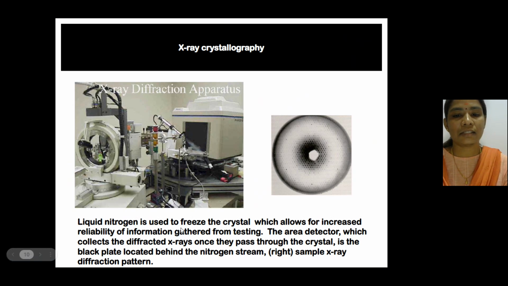Liquid nitrogen is used to freeze the crystal, which allows for increased reliability of information gathered from testing. The area detector, which collects the diffracted X-rays once they pass through the crystal, is a black plate located behind the nitrogen stream. A sample X-ray diffraction pattern is given here. Like this you get the diffraction pattern, and these patterns are used to determine the three-dimensional structure.